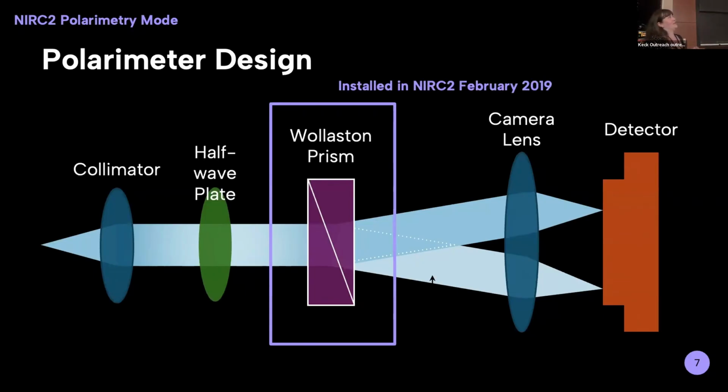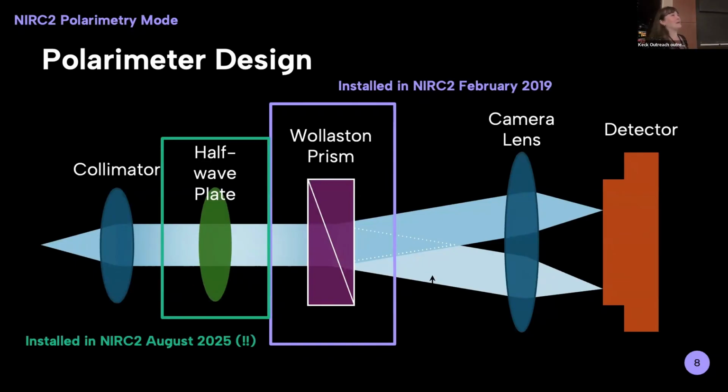The Wollaston was actually installed in NIRC2 quite a while ago, in February 2019. This was before Max gave the last talk at the Keck Science meeting about NIRC2 polarimetry. But now we can say that both components are in. We just installed the half wave plates in NIRC2 last month. So those are up there, thanks to the Keck team for making that possible. And so we have two rotatable half wave plates in there. We have one for JH and K bands and one for L band.